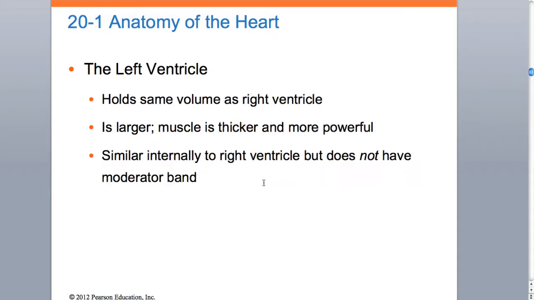Okay, left ventricle, I've already mentioned much of this too. It holds the same volume as the right ventricle. It doesn't seem like it does, but it does. It has a thicker wall. We've already talked about that. It is more powerful because it's got to push the blood all the way out of the heart, around the body, and back to that right atrium side. Okay, so we did mention that too. Next slide.